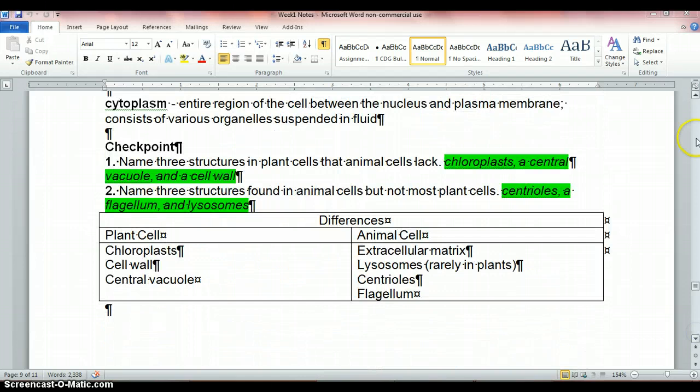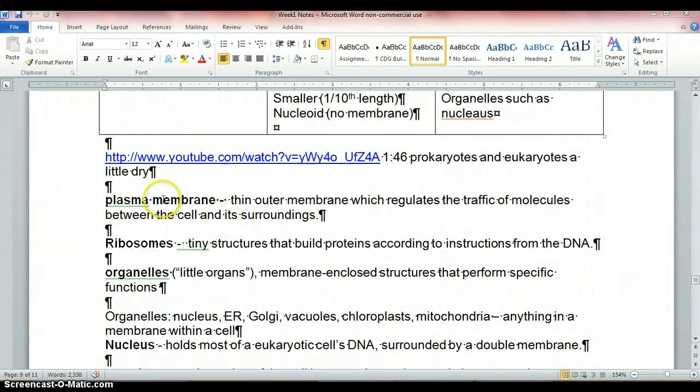Great little video. Oops, too far. Here we go. Plasma membrane. That is the thin membrane that goes around the cell and it regulates what goes in and what goes out. Ribosomes are tiny little structures that build proteins. Remember from the previous chapter that proteins do pretty much everything in our body, so we need them.